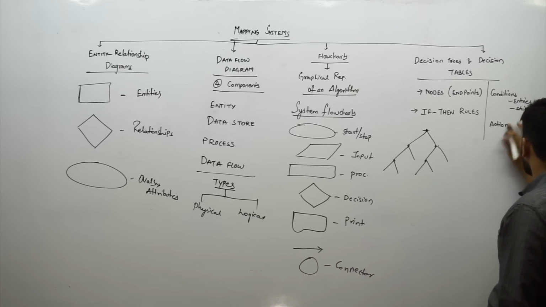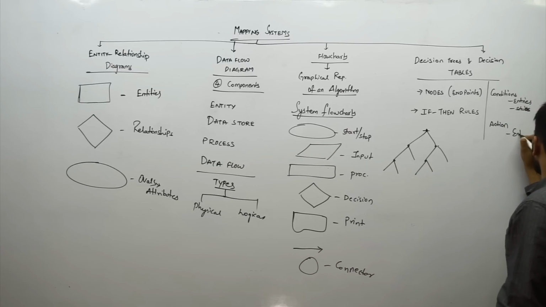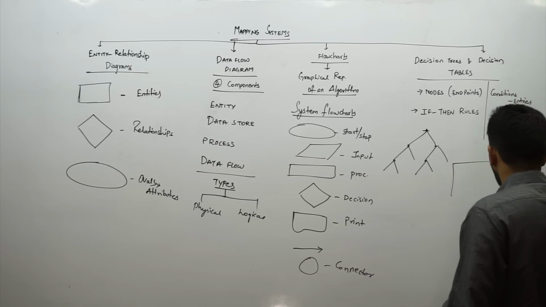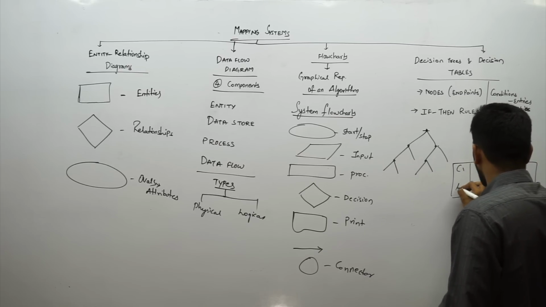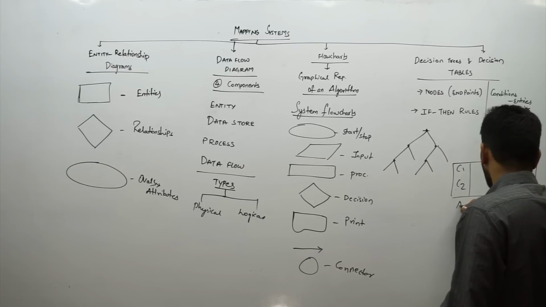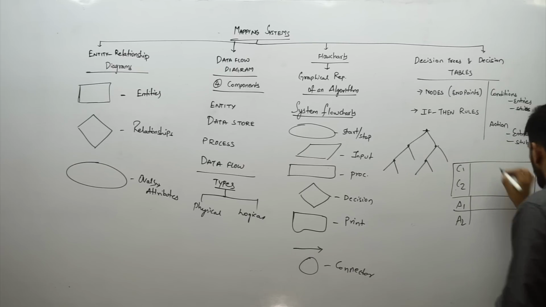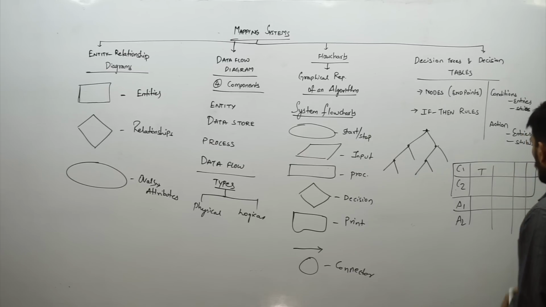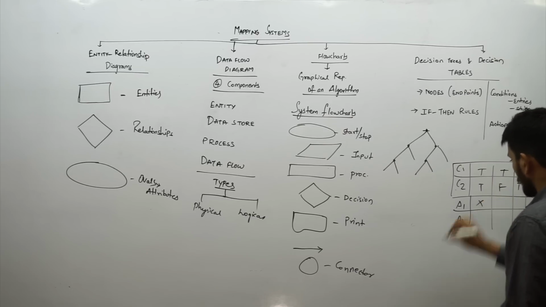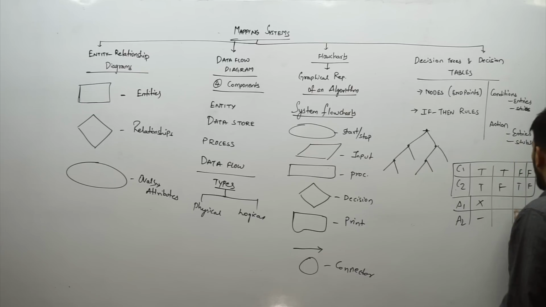Then we have action entries and action stubs. Again, a decision table is formed like this. Condition 1, condition 2, then we have action 1, action 2. If condition 1 is true, you have true, true, false and false, then it's taken as true and false. If condition 1 is proper, we will have the symbol of execute, and then there's nothing here, and then there is nothing here, but in this case you are executing this. So generally this is represented in the form of a table.